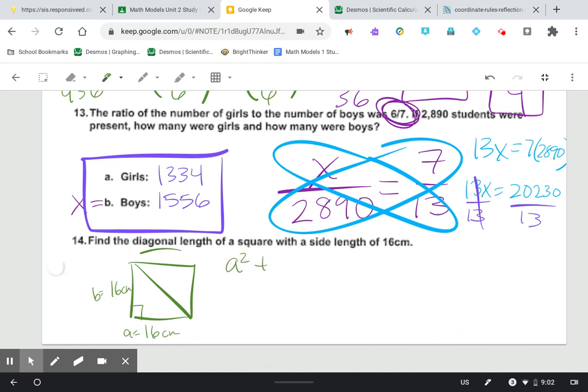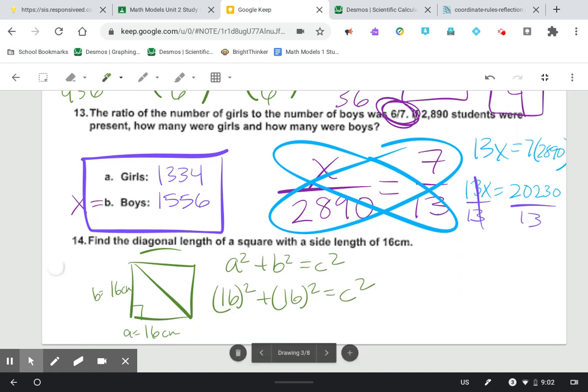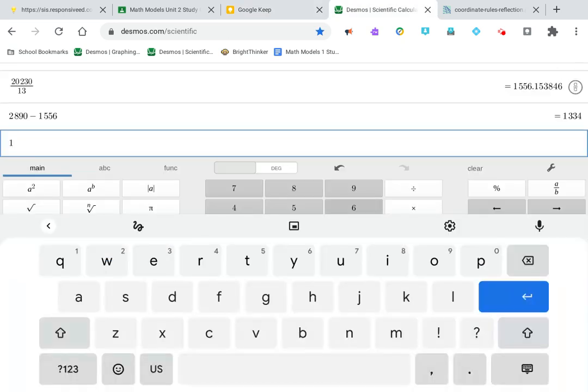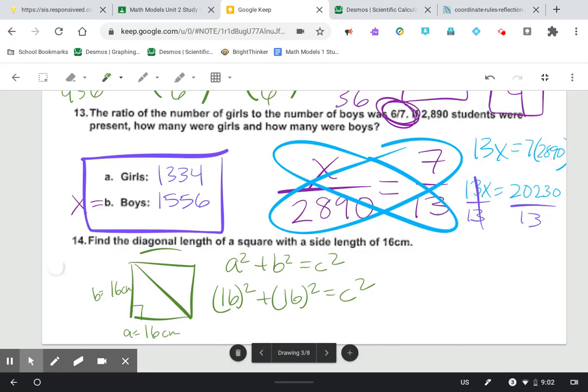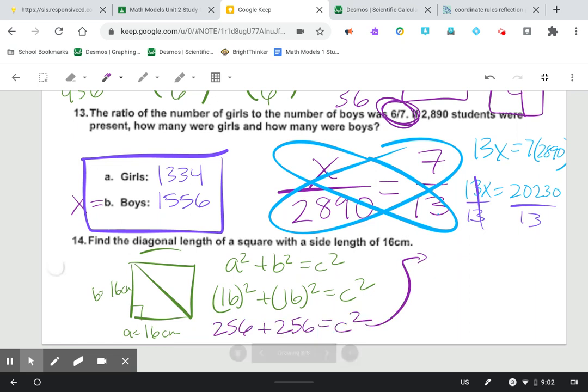So we're going to use the Pythagorean theorem again. We're going to have 16 squared for both of these. So we go find what 16 squared is. It's 256. So 256 plus 256 equals c squared. Let's bring this up here. 256 plus 256. You use your calculator, but I know the answer is 512 equals c squared.